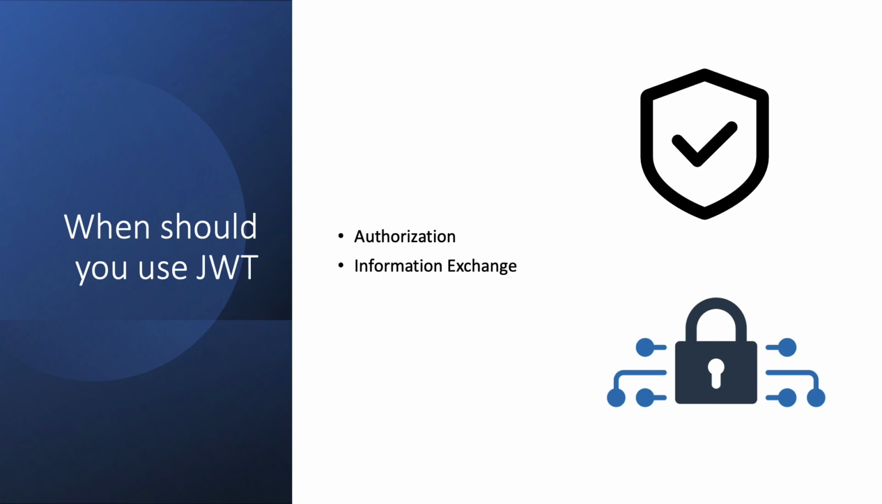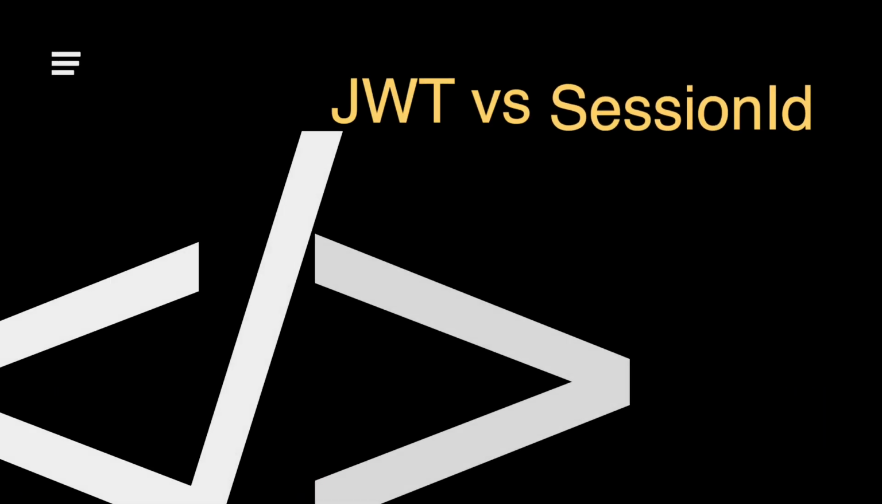When it comes to information exchange, JWT is a good, secure way to transmit information between different parties. Because JWT can be signed, we can use the same secret key in order for us to encrypt and decrypt those values and for us to verify the authenticity and the validity of the token that we are sending.